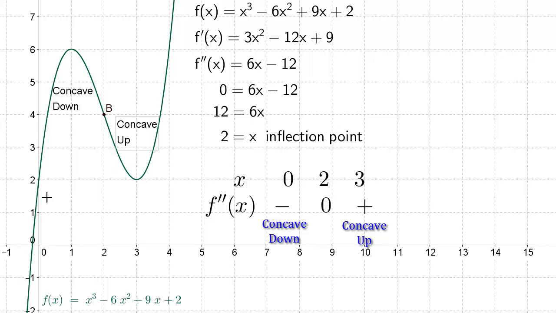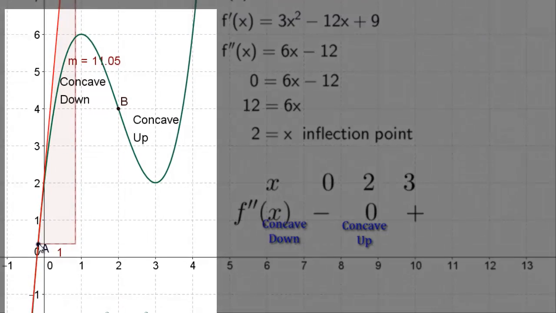Because if the second derivative is negative, it's concave down. If the second derivative is positive, it's concave up. Now, just to give you another indication of how the second derivative works, I picked a point A on this function, and GeoGebra here can actually show the slope of the tangent line at A. It's that m equals 11.05.